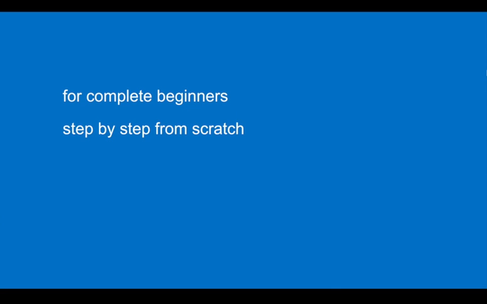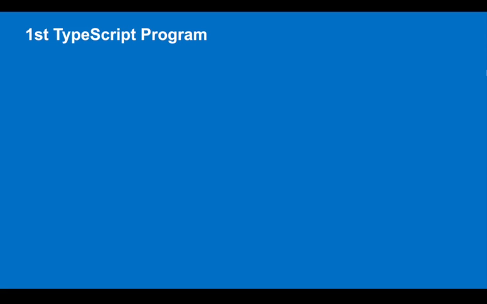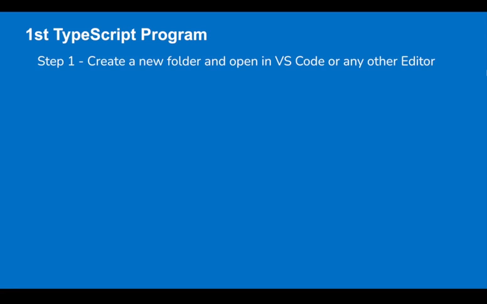In this session, I'm going to go very basic step by step and we are going to start our first TypeScript program. So let us see step number 1. We have to create a new folder and open it in Visual Studio Code or any other editor you are using. In the earlier session, we have already set up all the environment required for TypeScript programming.